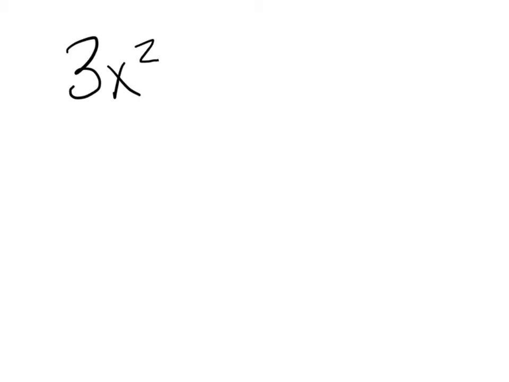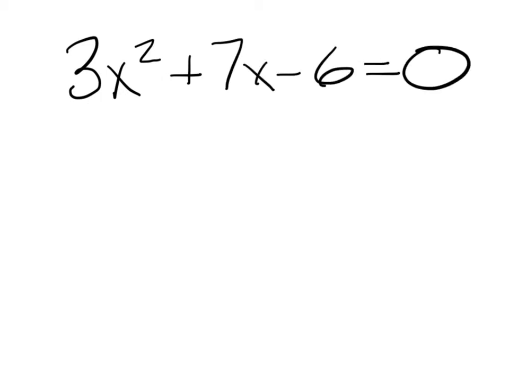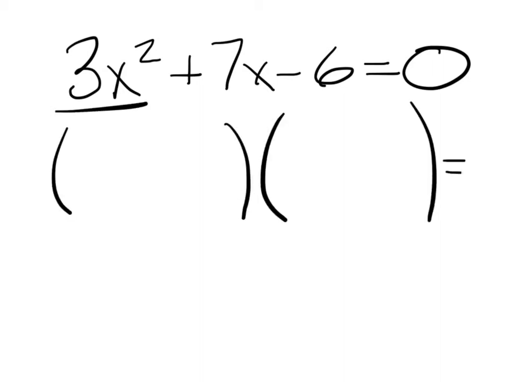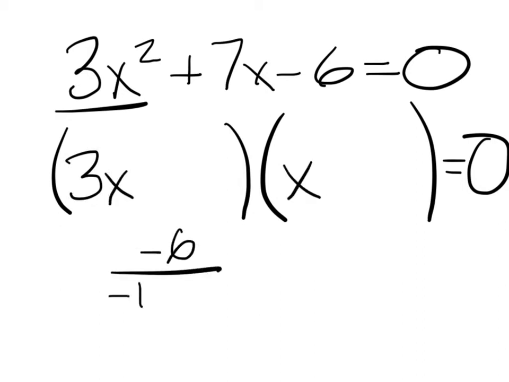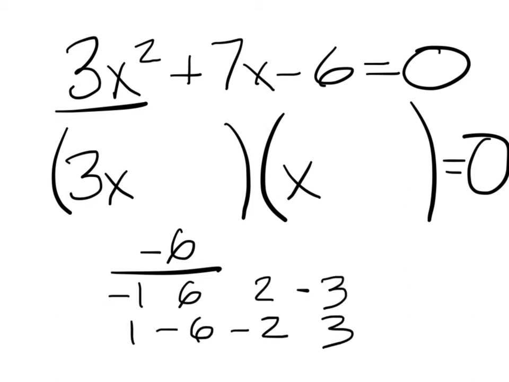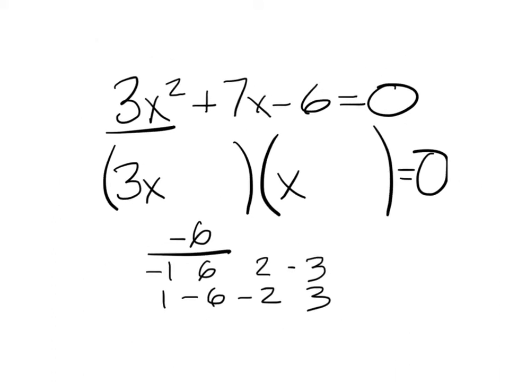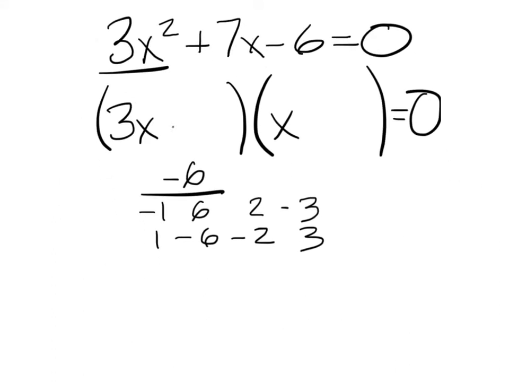3x squared plus 7x minus 6 equals 0. For the practice problem, you can break up 3x squared as 3x and x. The negative 6 can be broken up as negative 1 and 6, 1 and negative 6, 2 and negative 3, negative 2 and 3. Which one should I start with? Alright, we'll try negative 2 and plus 3.